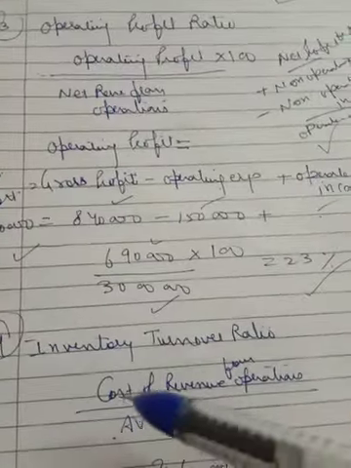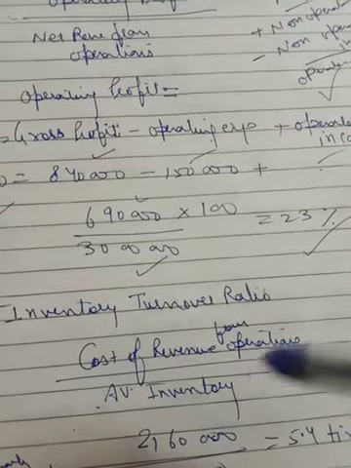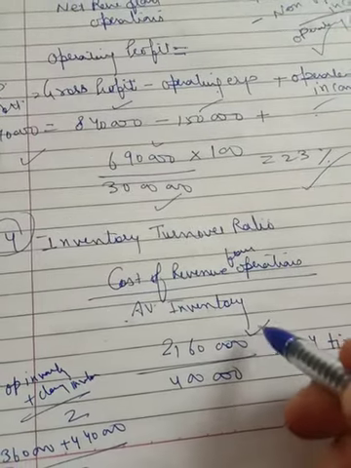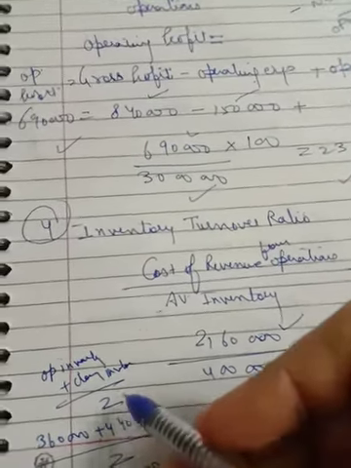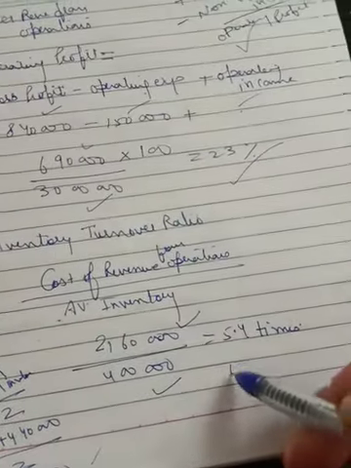Then inventory turnover ratio is also to be calculated over there. So cost of revenue from operation upon average inventory. Cost of revenue from operation we have calculated 21,60,000. Average inventory is to be calculated: opening inventory plus closing inventory by 2, that is 4 lakh, and this is the inventory turnover ratio, 5.4 times.